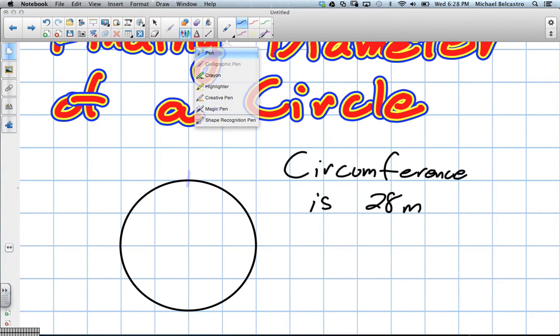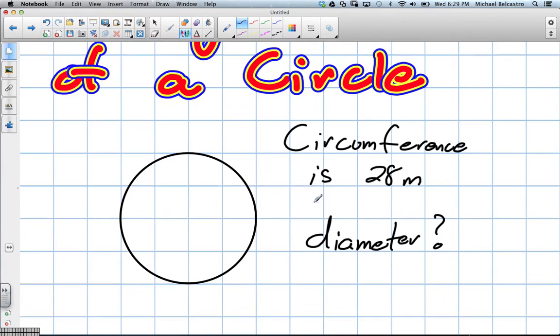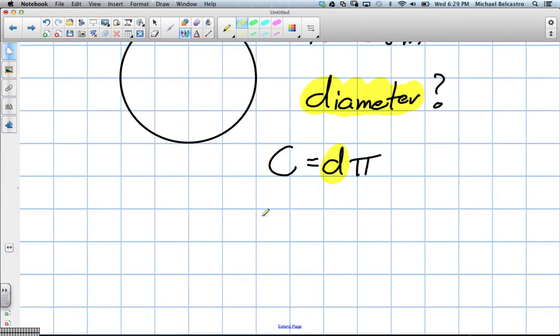Now they want us to find, in this question, what? The diameter. So they want to know what the diameter is. Well, luckily we have a formula that deals with circumference. We usually know it as our perimeter formula, but we can also call it circumference. So the circumference is equal to the diameter times pi. This is good because the goal here was to find the diameter, and that's exactly what this letter stands for. That letter stands for diameter. So we want to isolate that letter.